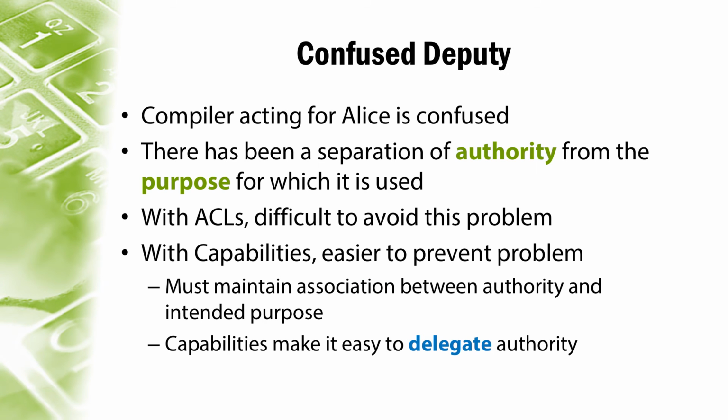The confused deputy problem is a well-known problem, as we have mentioned earlier. The problem arises due to a separation of authority from the purpose for which a given resource is used, which may create possible conflicting access control privileges that apply to a resource. This problem is particularly important when access control lists are used.